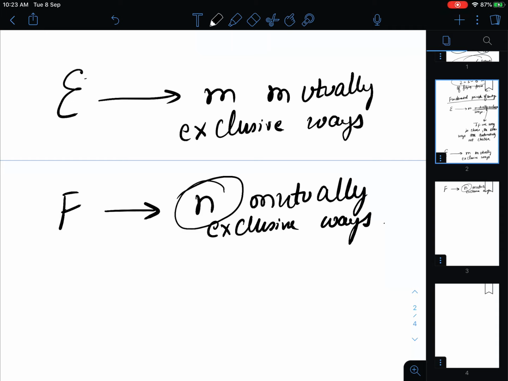Then the fundamental principle of counting says that the two events E and F can together happen in m into n ways.